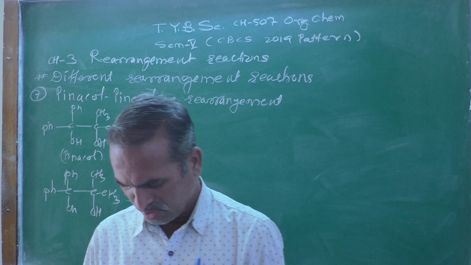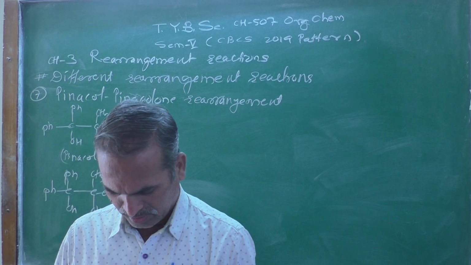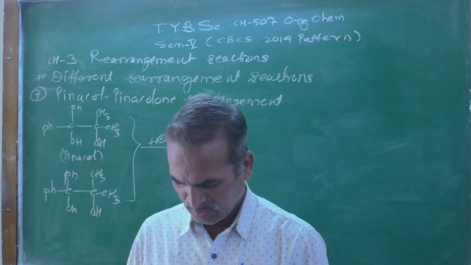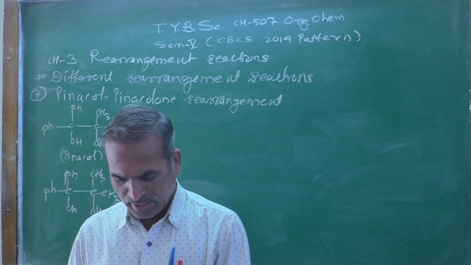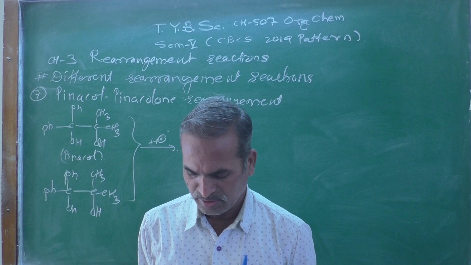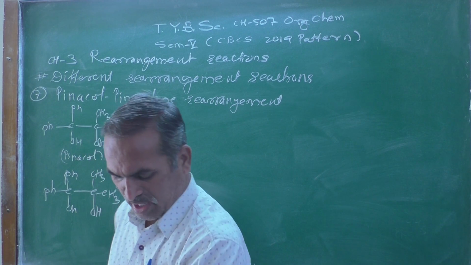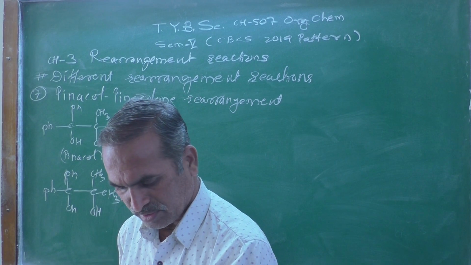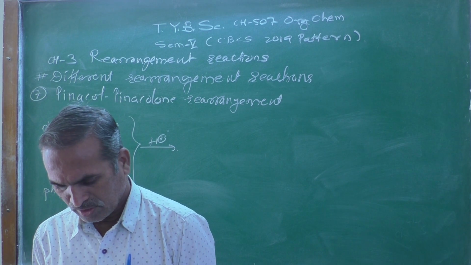Formation of the final product in the pinacol rearrangement is determined by the following factors: first, the stability of the carbocation formed due to loss of water; second, the relative migratory aptitude of alkyl or aryl substituents; and third, the reaction condition. These are the three factors involved over here.